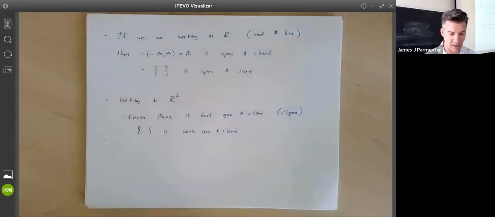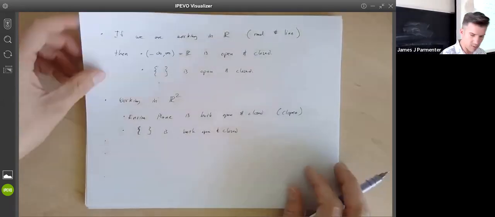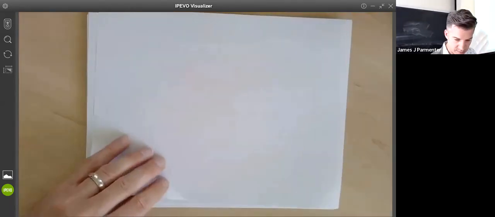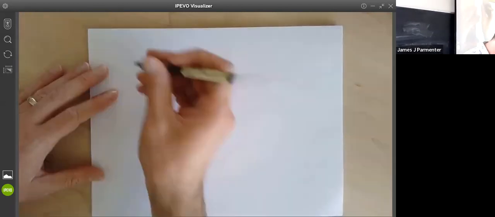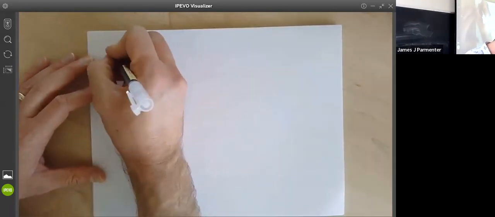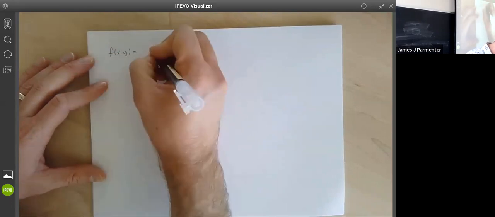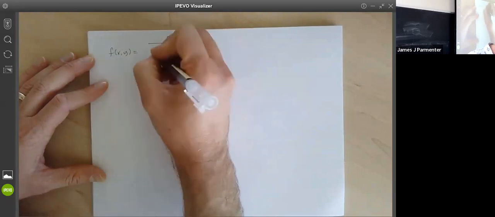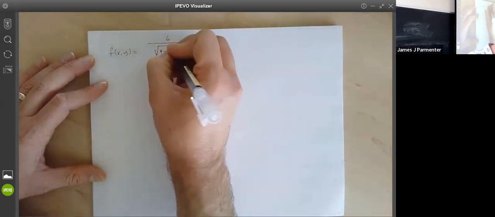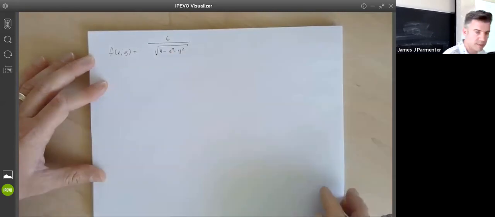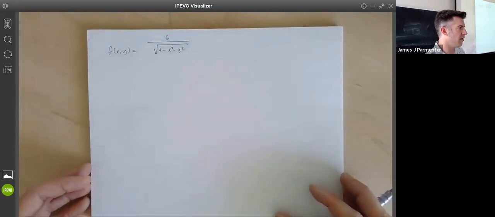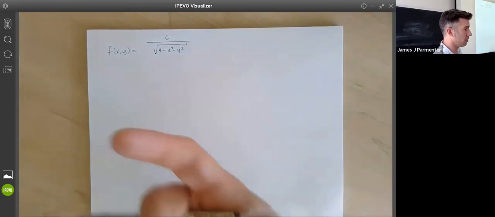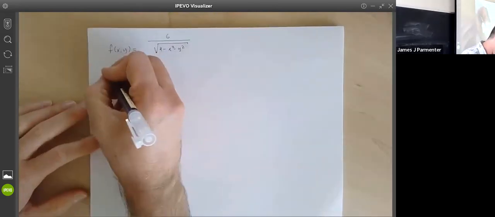Or in two dimensions. Actually, let's look at a couple of two-dimensional examples. Let's say our function was f of x, y equal to 6 over the square root of 4 minus x squared minus y squared. We'll talk about the domain and range and whether or not they're open or closed. So let's talk about the domain.